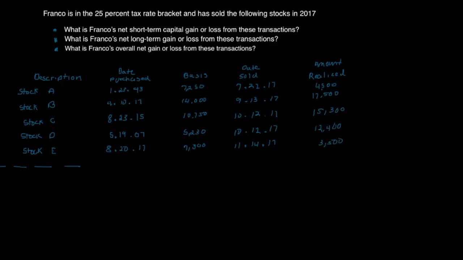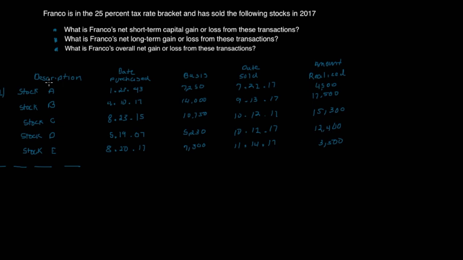The first thing we're going to do is label each of these stocks, A, B, C, D, or E, either short-term or long-term capital gains. So we will start here with stock A. It said it was purchased in 1993 and sold in 2017, so that would be a long-term transaction. And for those who don't know what's going on with long-term and short-term, long-term means that it was held for over a year. Short-term is a year or less.